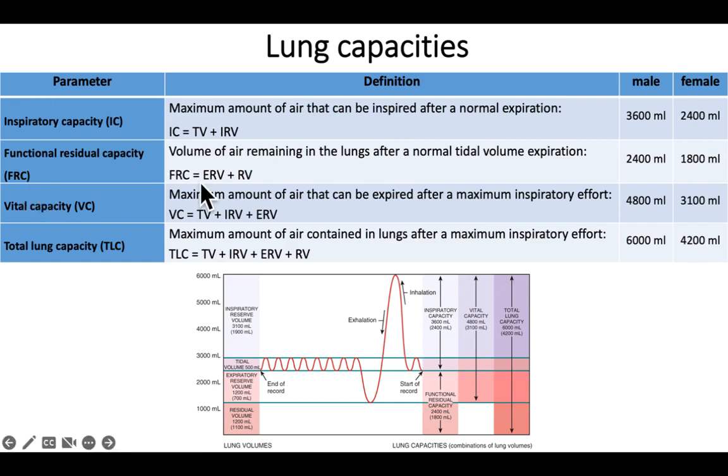Vital capacity is basically the maximum amount of air that you can exchange during maximum breathing. So that's basically your forced breathing. It's your entire volume that you can breathe in, and then you breathe out. So that's tidal volume, inspiratory reserve, and expiratory reserve.